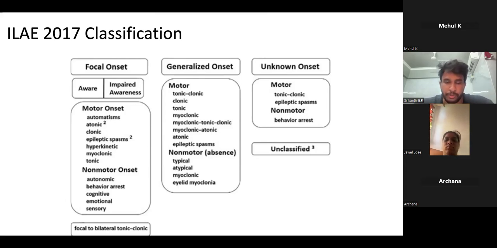So this is very important to differentiate between focal seizures, between the new classification and the old classification. The terminology simple partial is no longer used. You will use focal aware seizures instead. And previously what used to be called secondary generalized seizures, now it's called focal to bilateral tonic-clonic seizures.